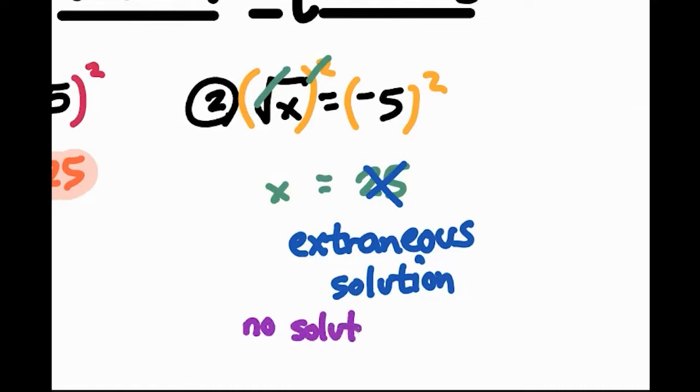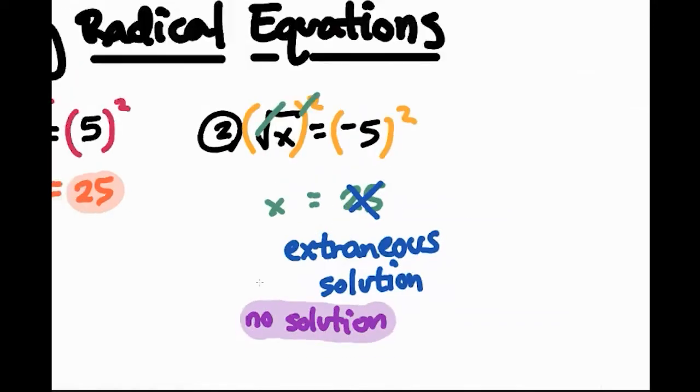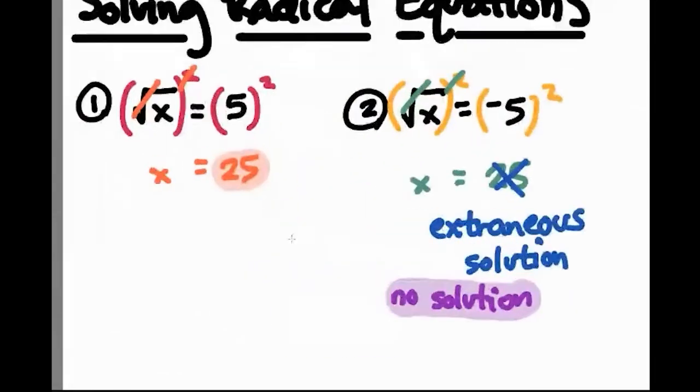Long story short, this is an extraneous solution, and you would write for the answer no solution. You don't need to write extraneous solution unless it asks for that. But the answer for this one is no solution. Now, if you compare that to the original one, number 1, the square root of 25 is 5, so it does check out. The moral of the story is when you solve radical equations, you have to check your work at the end. You have to check the answer.